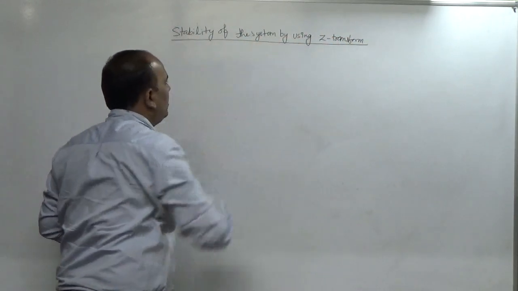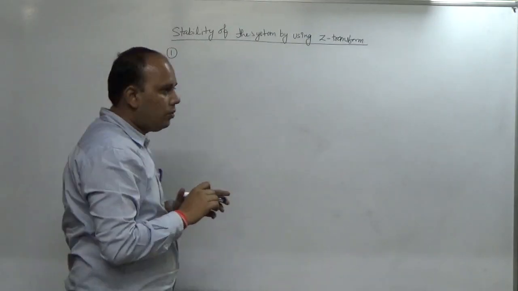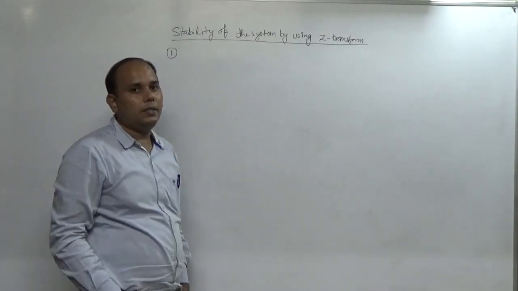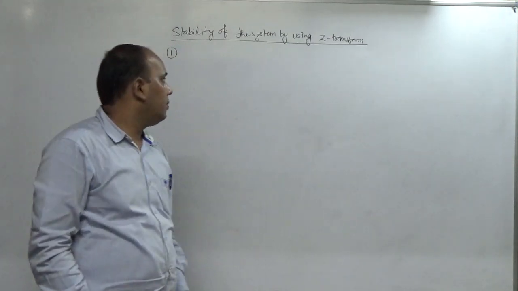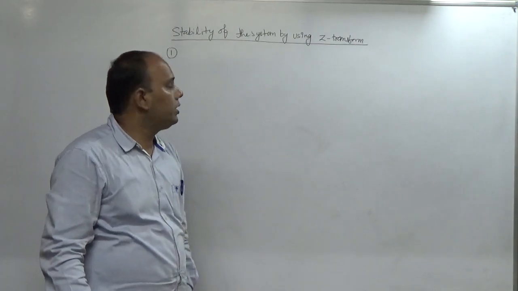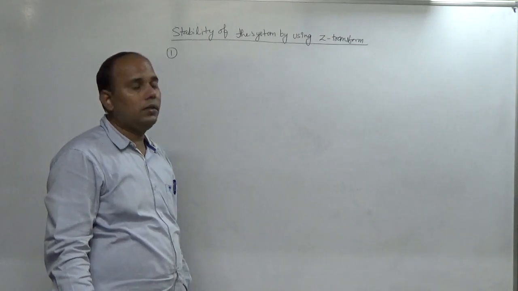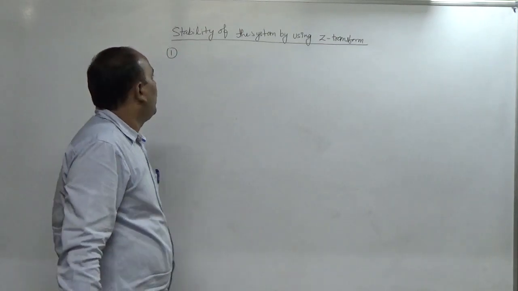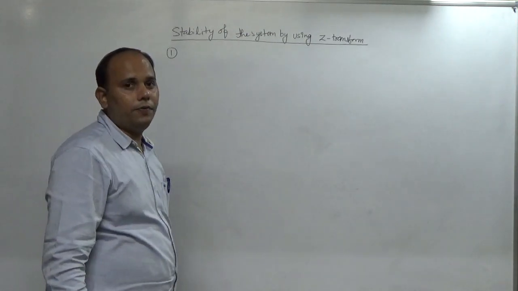Resistivity of the system by using the Z transform. So first thing, you must know what is the stable system. Whenever a continuous system is there, a continuous function for the continuous time domain, the system is stable only when its poles lie in the left side of the S plane, right? So for the stability of the system, the system must be finite or bounded.